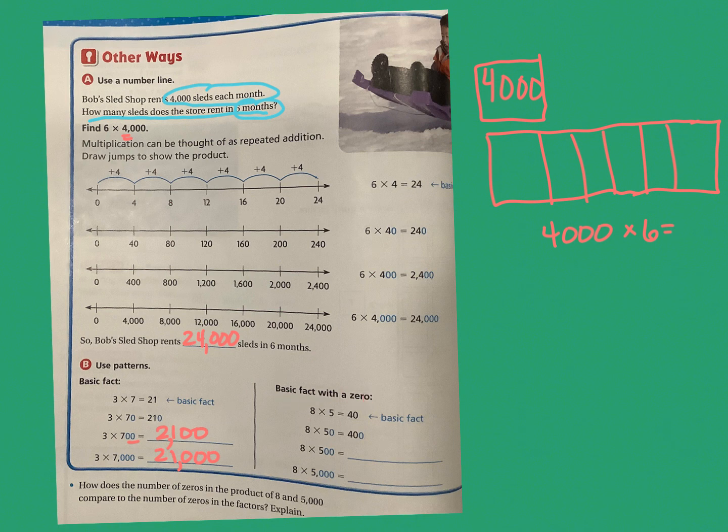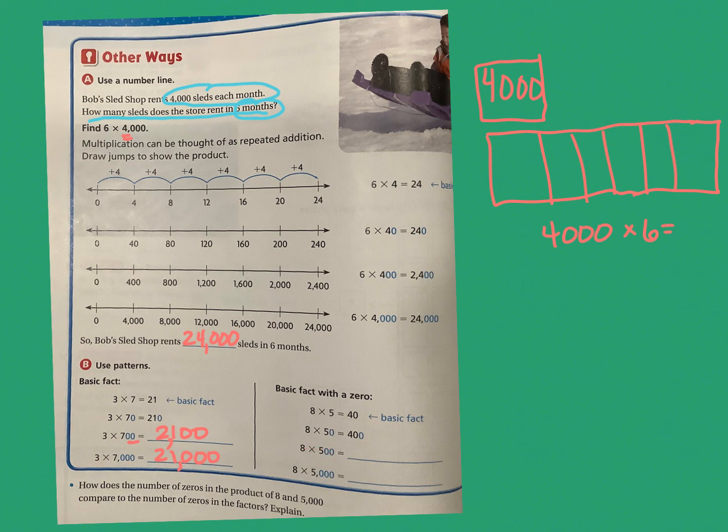Basic facts with 0 again. We have 8 times 5 is 40. Be careful because that's a 0 at the end. This is part of the basic fact, so we have to be real careful on this. 8 times 5 is 40. 8 times 50 is 40 plus the 0 on the end, making that 400.